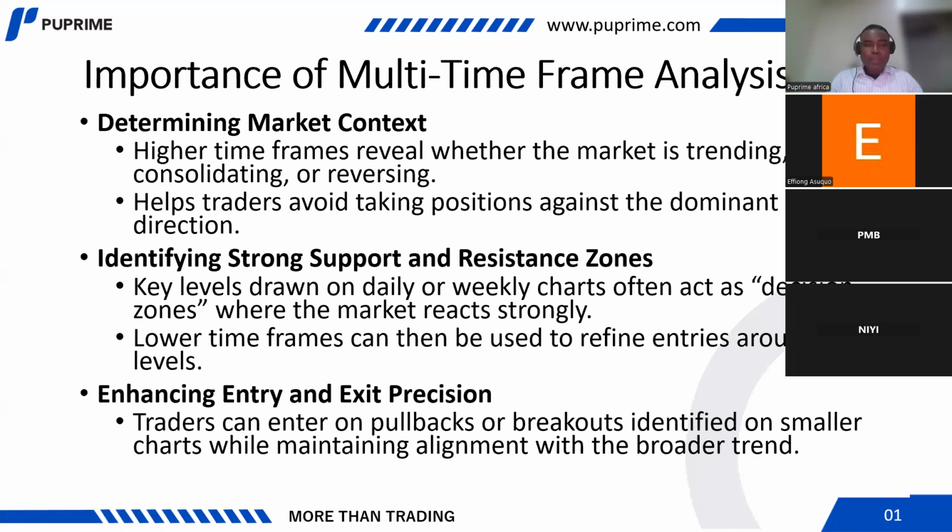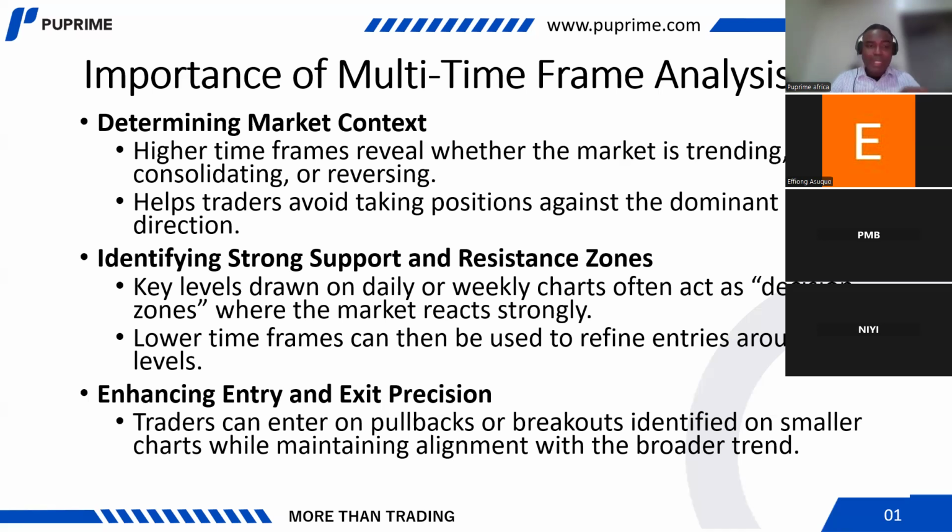What is the importance of multi-time frame analysis? Number one, determining the market context. Higher time frames reveal whether the market is trending, consolidating, or reversing. And this is very essential. On the daily or weekly time frame, you can identify if the market is trending up or down, or whether it is consolidating. Consolidation means when there is no direction in the market. You see, there are three types of trend. We have the uptrend, we have the downtrend, we have the sideways. The sideways market is also called a consolidation or range. So you can call it consolidation, range, or sideways.